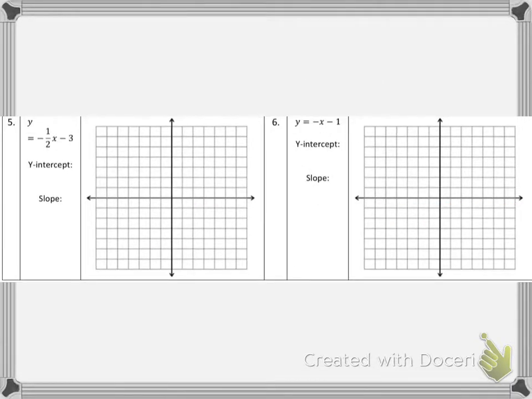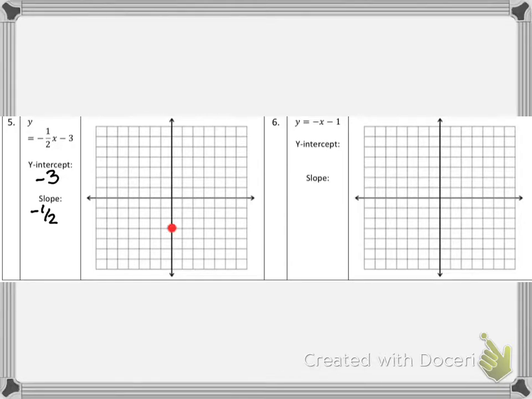Okay, let's do a few more examples. Y-intercept here is negative 3. The slope is negative 1/2. Again, I invite you to pause this video, see if you can graph these next two problems without me, then unpause the video and see if you were correct.